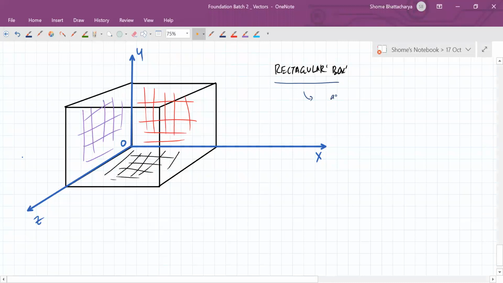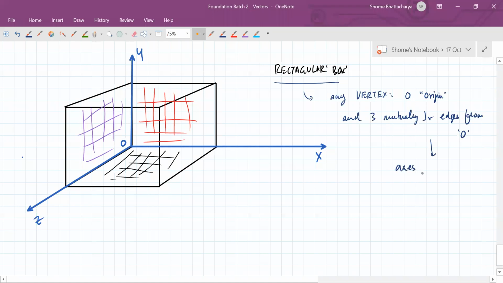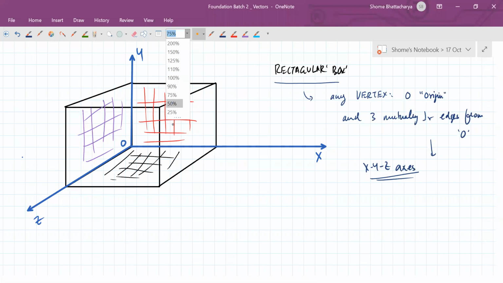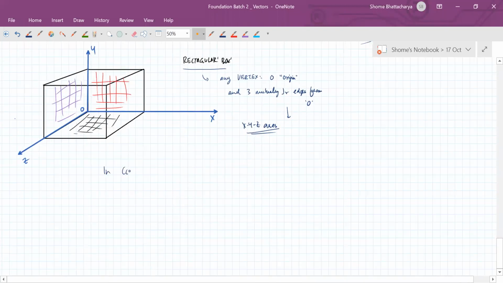So any vertex is taken as the origin of our system, and three mutually perpendicular edges from that origin become the axes. Okay. They become the x, y, z axes. So this is another way to visualize this. Okay. Now once this visualization is done, the next thing we'll see is the component representation of vectors.